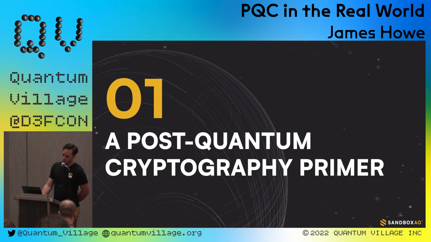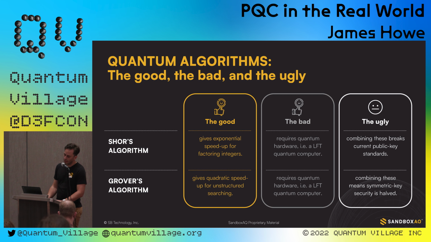So just a quick primer on post-quantum cryptography. This is the only slide that has any quantum algorithms involved. This is like the good, the bad, and the ugly. We have Shor's algorithm, we have Grover's algorithm. Both of these give us really cool speed-ups in quantum hardware. So we have an exponential speed-up of factoring integers.